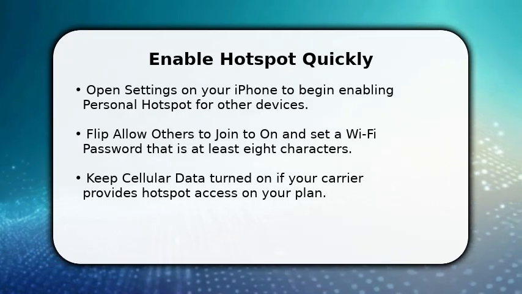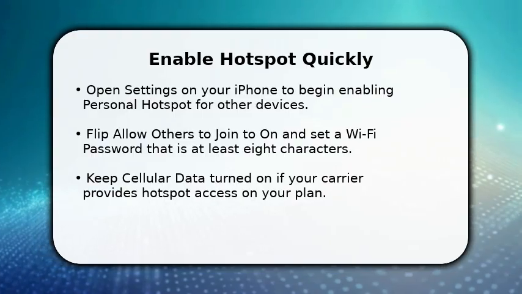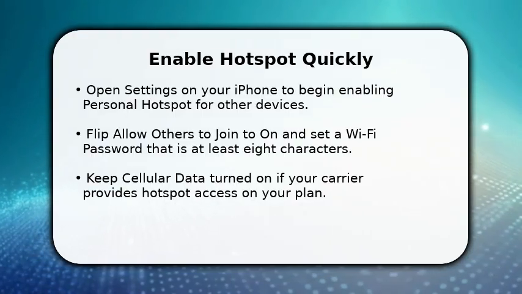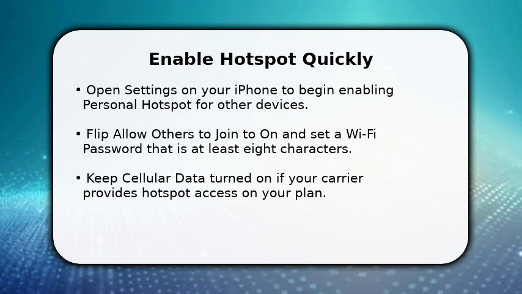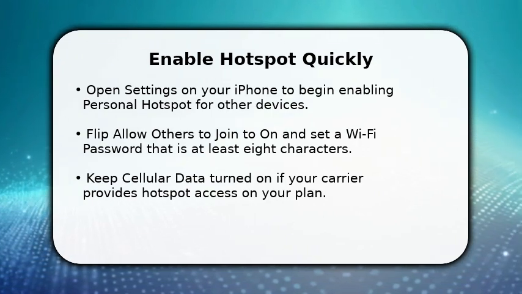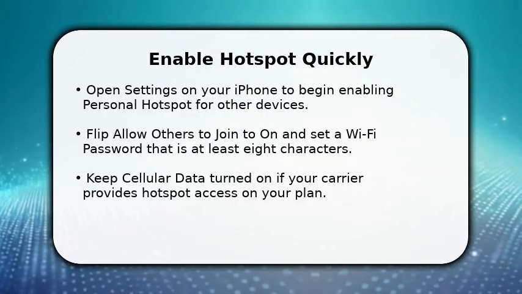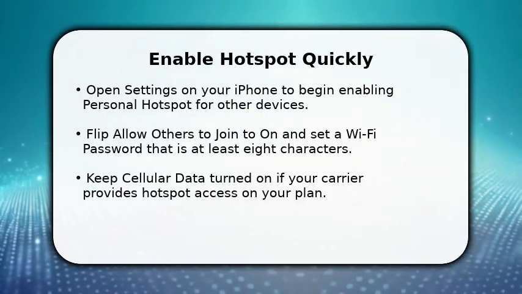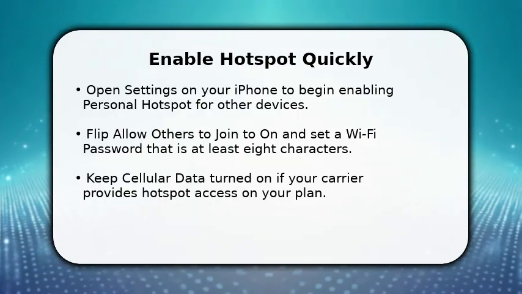Keep cellular data turned on if your carrier provides hotspot access on your plan. If you use family sharing, toggle family allowances to permit automatic connections for trusted members. Select 4G or 5G in the cellular options if you prefer a faster mobile data band. Your hotspot name will match your iPhone name shown under Bluetooth and Wi-Fi lists.